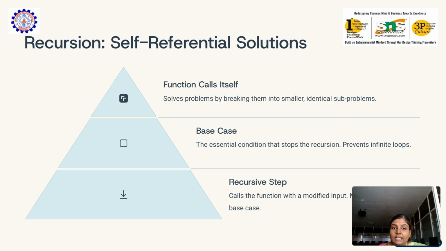Recursion, self-referential solutions. A function calls itself. It solves problems by breaking them into smaller, identical subproblems. The base case, the essential condition that stops the recursion. It prevents infinite loops. Recursive step, it calls the function with a modified input. It moves closer to the base case.